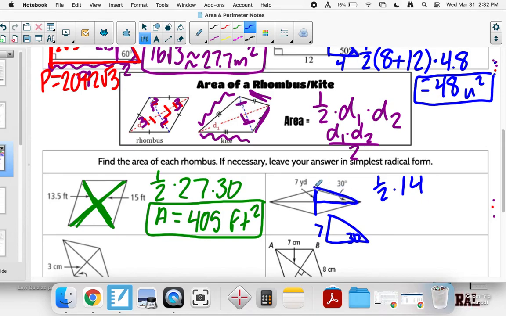Do I want to find my hypotenuse? No. Wouldn't it be a 30, 60, 90? Yep, 30, 60, 90.